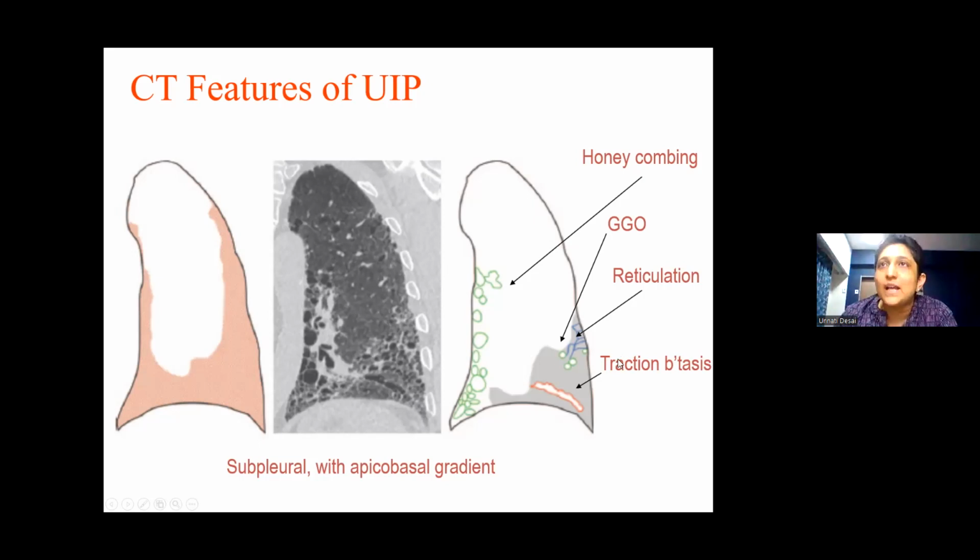You have reticulation, or linear opacities, or interstitial septal thickening, and you have traction bronchiectasis. Again, it is subpleural in nature, and there is something known as an apico-basal gradient. That means the apices are spared and the bases are more commonly involved. This is classically how a CT will look in a patient with IPF.